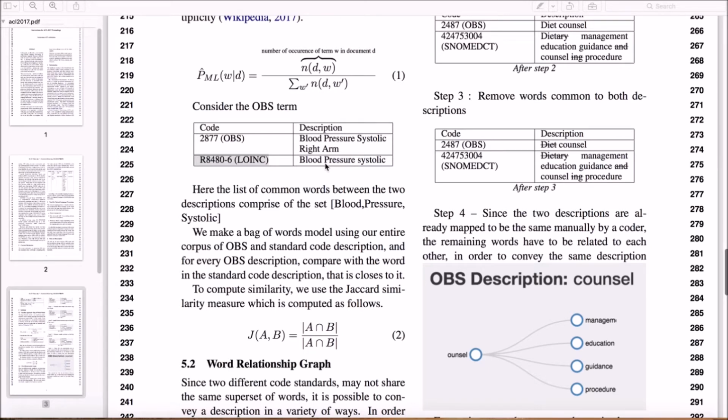Similarly, we find the Jaccard similarity for all codes in the LOINC code set and map based on the one that shows the highest similarity. Well, this is a good baseline approach. The problems are pretty obvious. What if two descriptions are related to each other but may not use the exact same word but synonyms of words? This is where NLP comes in.